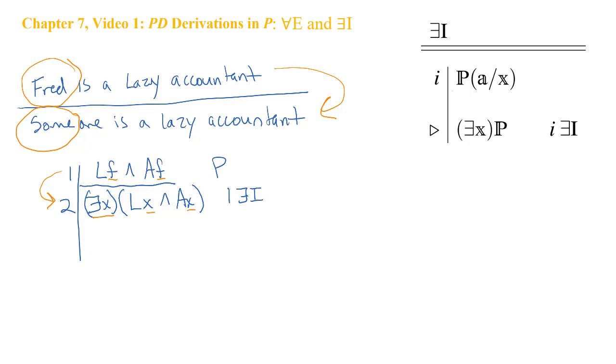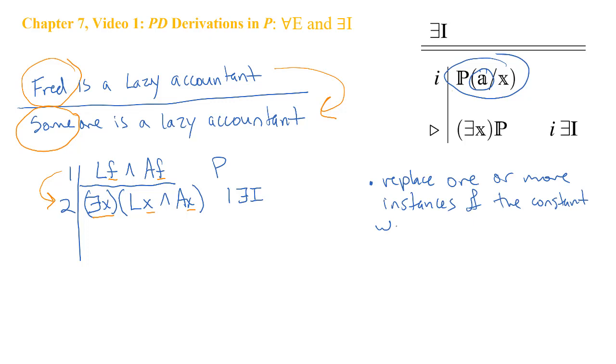Another way to describe what's happening here is that given some formula with at least one constant in it, sometimes there will be multiple constants, you can replace that constant and you can replace one or more. We'll see an illustration in a minute of what can happen if we don't replace all of them. That is, you can replace one or more instances of the constant with an existential quantifier and matching variable.